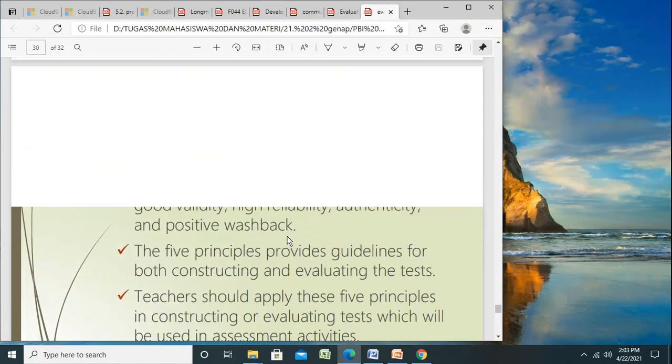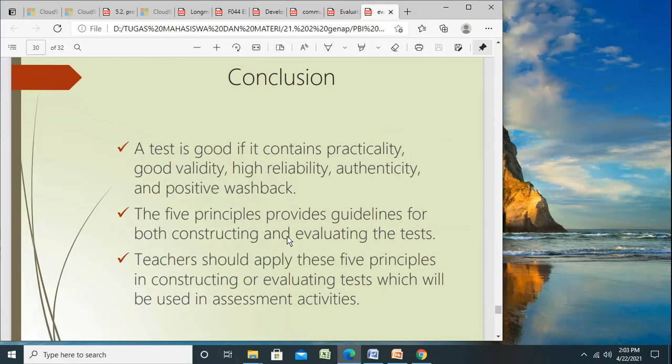Okay, and it is about the conclusion. A test is good if it contains practicality, good validity, high reliability, authenticity, and positive feedback. And the five principles provide guidelines for both constructing and evaluating the test. And teachers should apply these five principles in constructing or evaluating tests, which will be used in assessment activities or in evaluation activities.